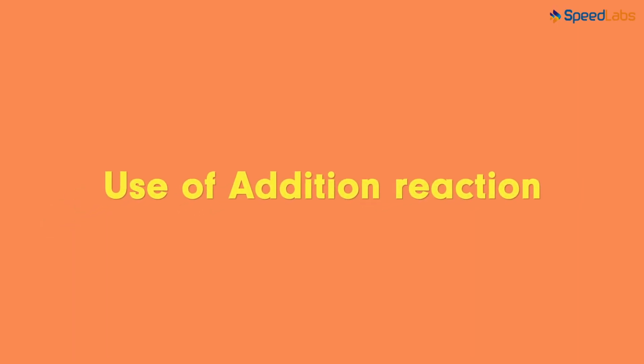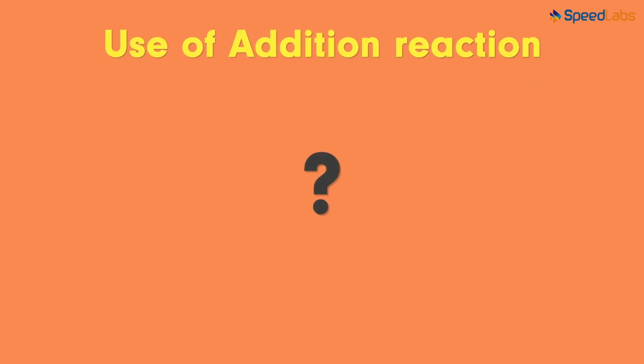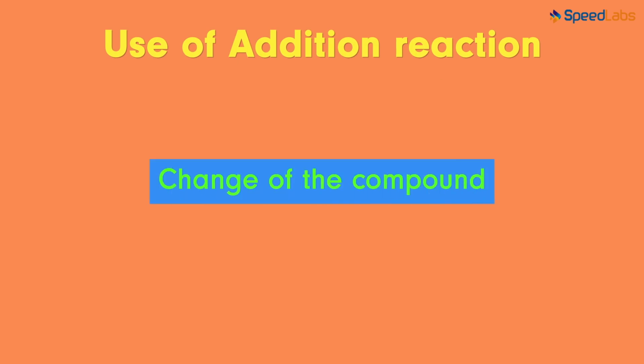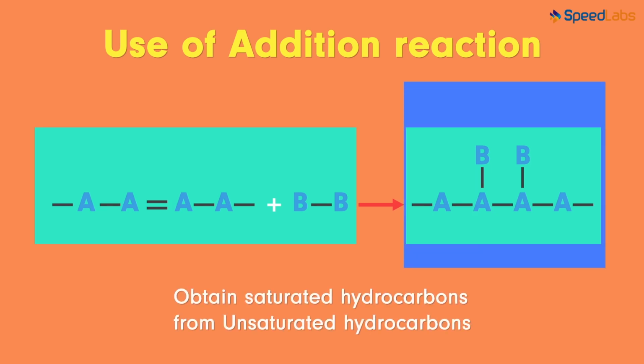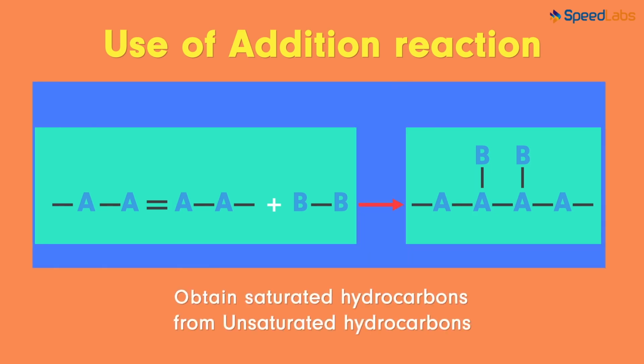Now tell me, what do you think will be the use of addition reaction? The use lies in the purpose of the reaction. What does the reaction lead to? It leads to change of the compound, right? That is its major use. Addition reactions are used widely for obtaining new hydrocarbons. To be precise, they are used to obtain saturated hydrocarbons from unsaturated ones.